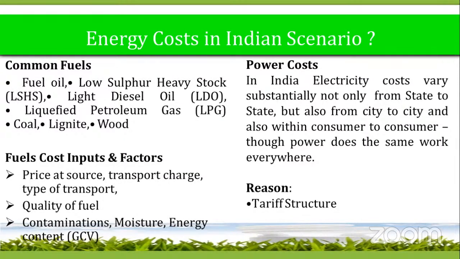Fuel cost inputs and factors: price at source, transport charge, type of transport, quality of fuel, contaminations, moisture, energy content, that is GCV value, need to be taken care of. Whenever we purchase it, stocking it would also be a problem, meaning the maintenance cost may also increase. The safety measures also need to be taken care of when we store it. So purchase of such a large quantum and storage may be a trouble, and it may also lead to a lot of safety issues. We need to take care of such things.